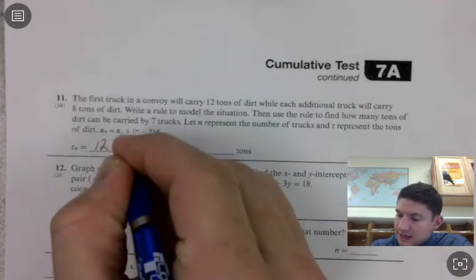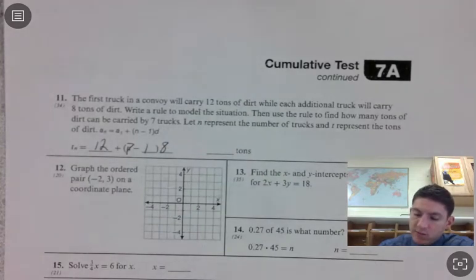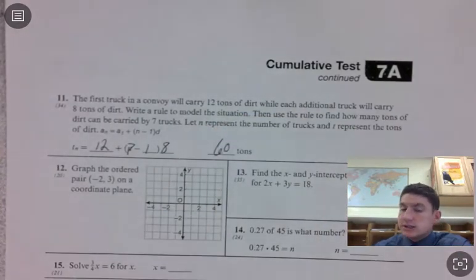If I plug in 7 for this, I get 7 minus 1. 7 minus 1 is 6. 6 times 8 is 48. And 48 plus 12 is going to give me a total of 60 tons.